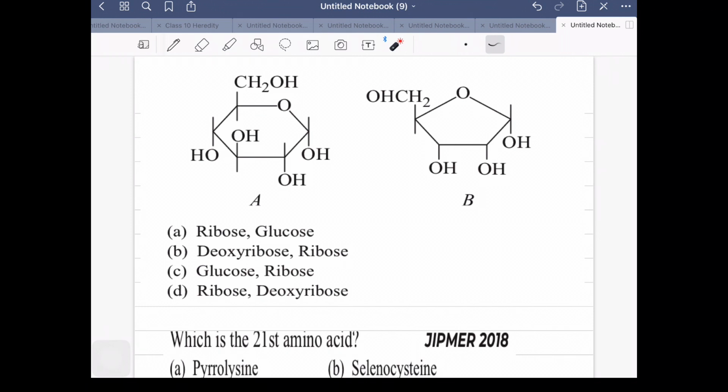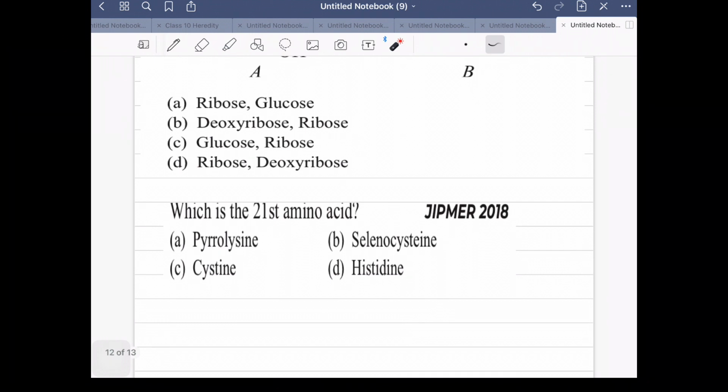I'm giving you a few questions so you can practice. The first question is: look at these two figures and give the correct answers. You can count the numbers: 1, 2, 3, 4, 5. C5H10O5. It means this is ribose. Don't make it fructose. So the answer will be glucose and ribose.